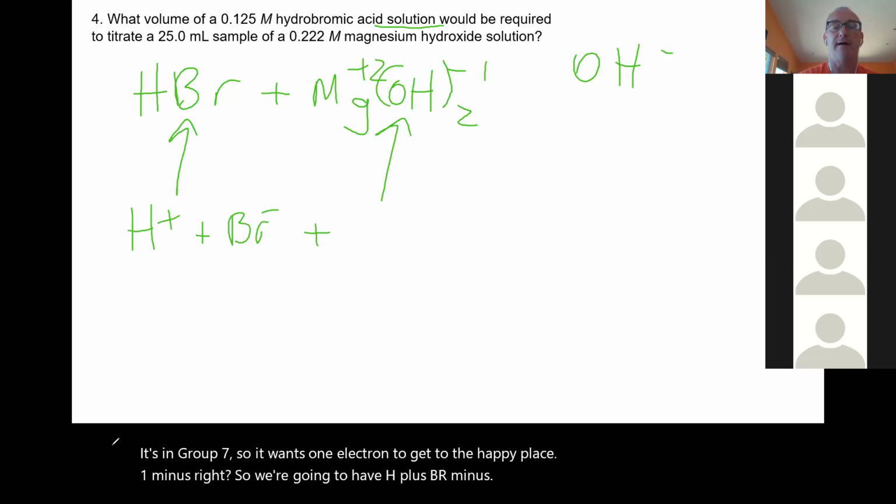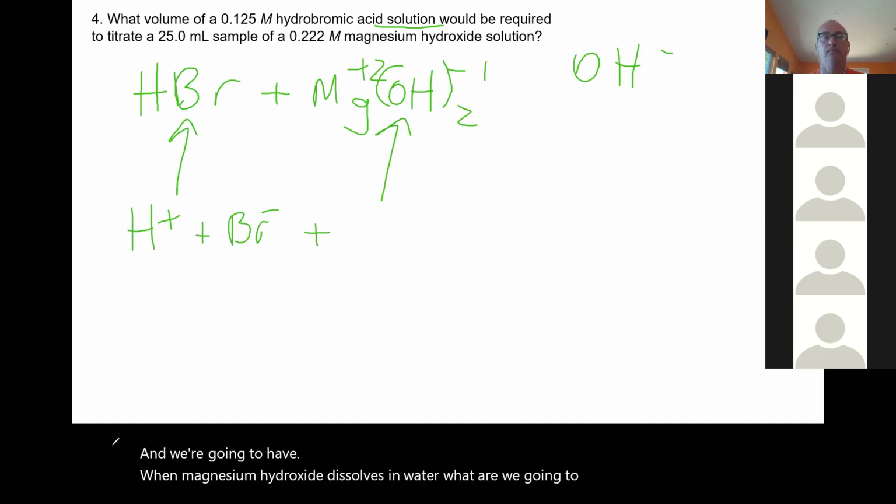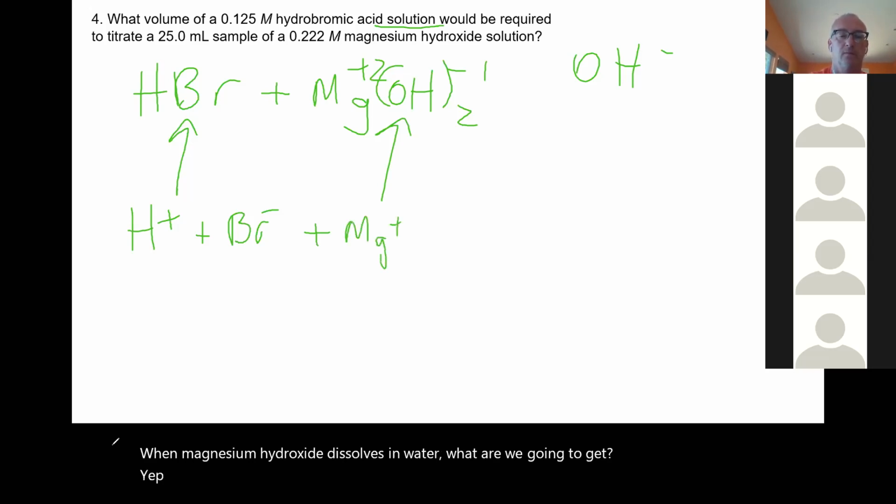And when magnesium hydroxide dissolves in water, what are we going to get? Mg plus 2. Yep. And what else? OH minus 1. How many?